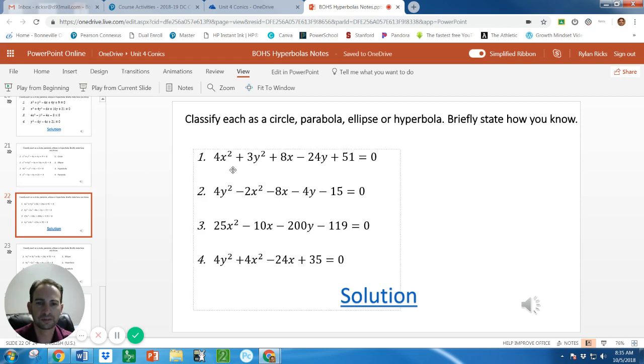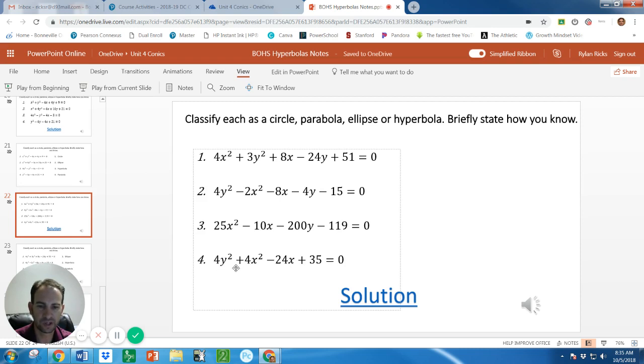So number one, all I need is the first things here. Can you tell what it is? It's an ellipse. Both squared, they're added. Different coefficients is the key. Hyperbola, subtracted, right? Both squared, subtraction. Easy to identify, I hope. Parabola, why? Only one part squared. And the last one, hey, it's a circle.